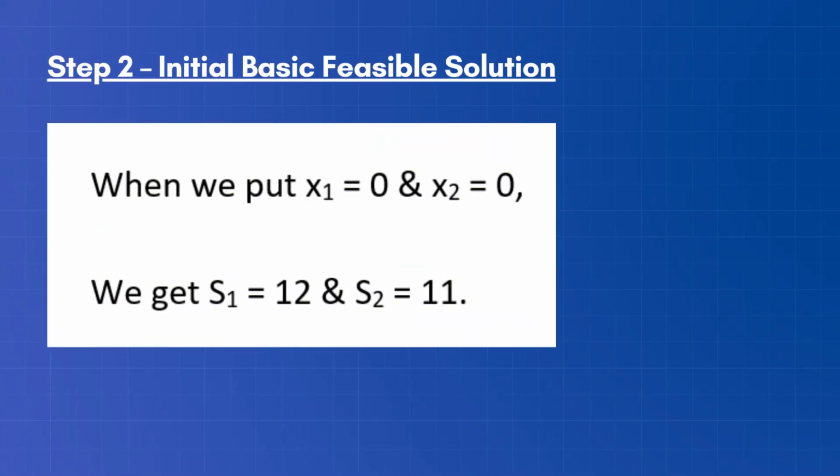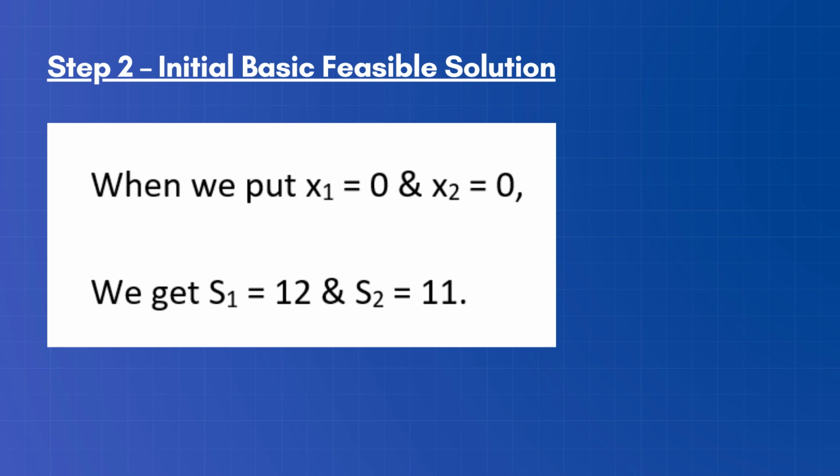The next step is the very crucial step, that is the initial basic feasible solution. We have two constraints here and four variables. So by putting two variables as 0, we can get an initial value, or to be precise, an initial solution. This solution is what we call a basic feasible solution. So when we put, let's say, x1 and x2 as 0, we get s1 and s2 as 12 and 11.